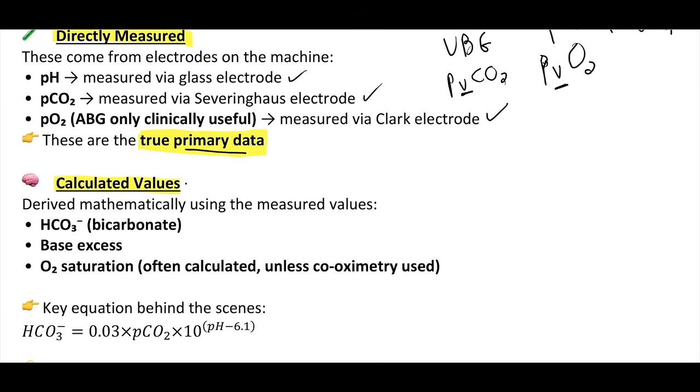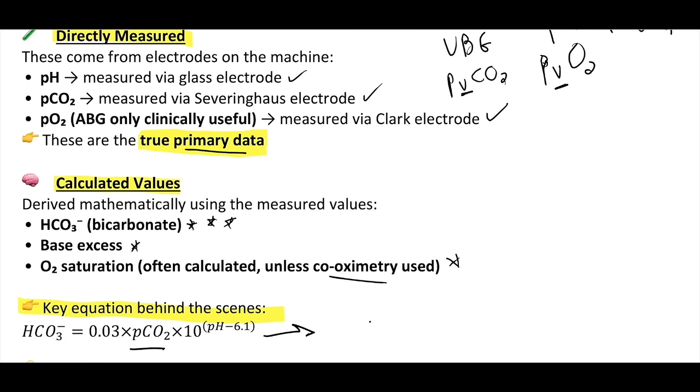And the things that are derived are the bicarbonate, the base excess, and the oxygen saturation. Sometimes this is directly measured, but most of the time the oxygen saturation is calculated as well. But the big one that people don't think about is the bicarbonate. This is actually a calculated value. And to calculate it, they use this equation: bicarbonate equals 0.03 times the PCO2 times 10 to the pH minus 6.1 power.